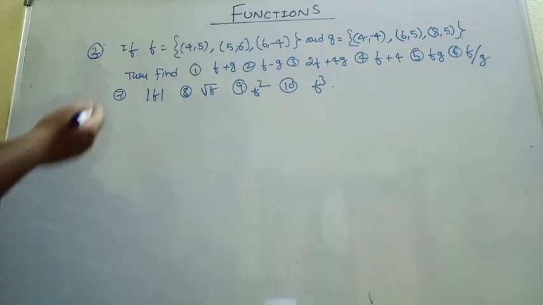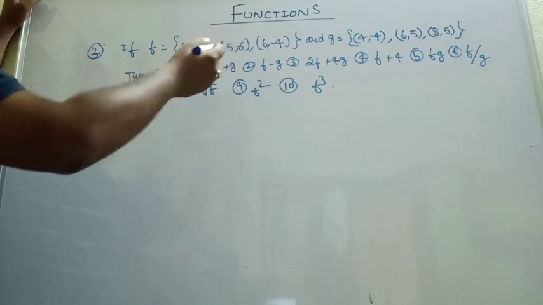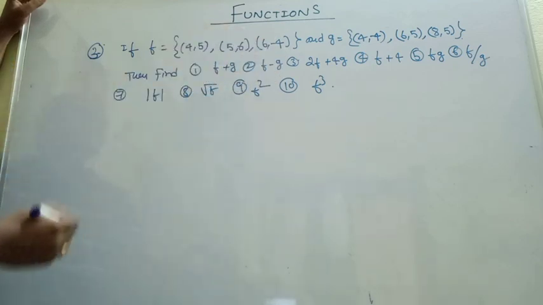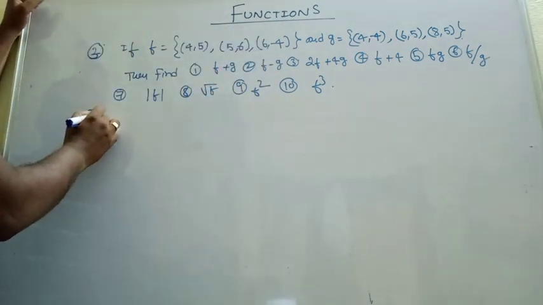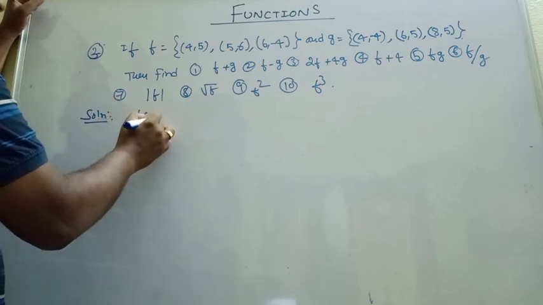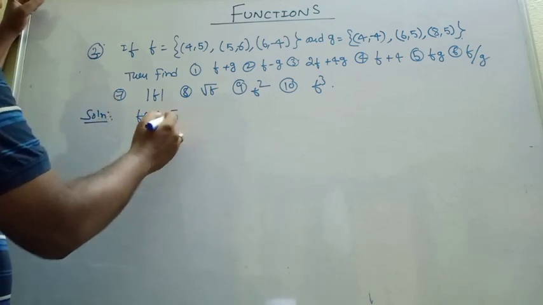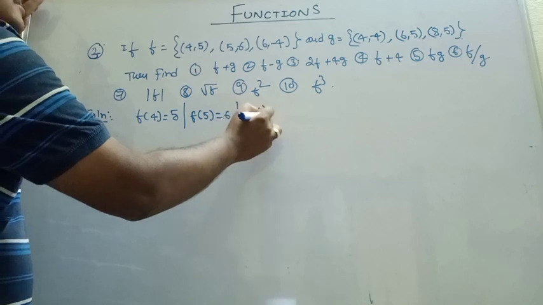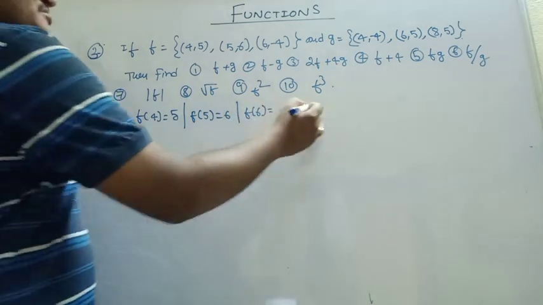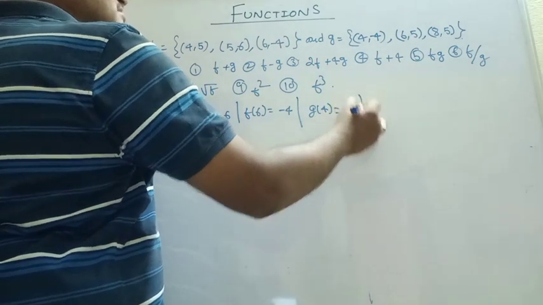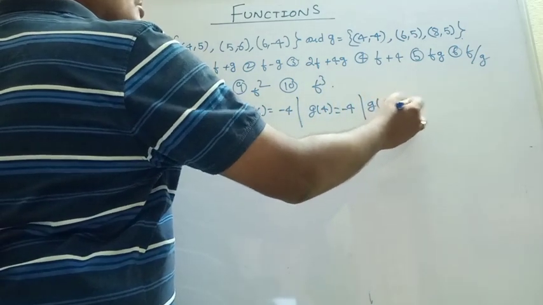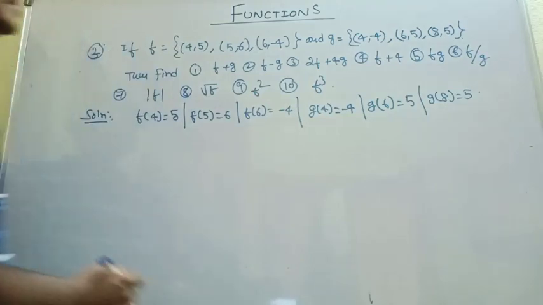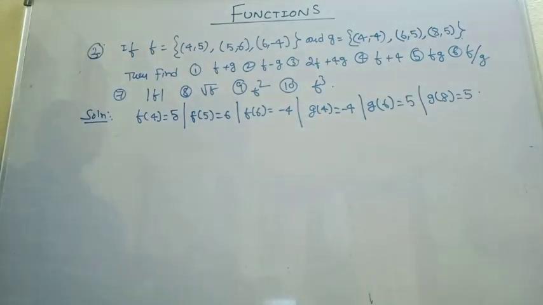Now see, my dear students, this is one interesting problem. They have given f as (4,5), (5,6), (6,-4), and g is given like this. We need to find all these things. They have given that f(4) is equal to 5, f(5) is equal to 6, and f(6) is equal to -4. Next, g(4) is equal to -4, g(6) is equal to 5, and g(8) is equal to 5.